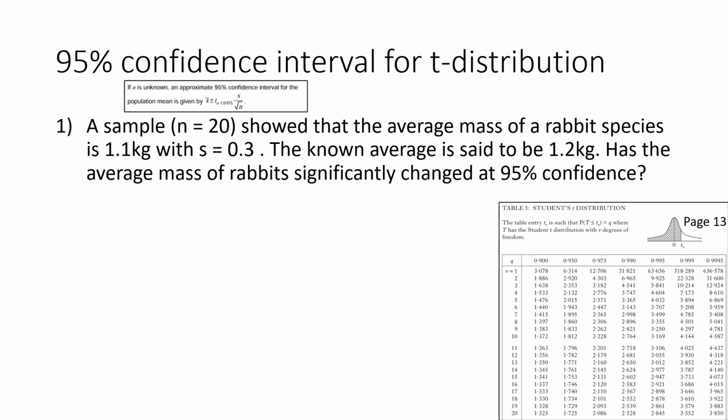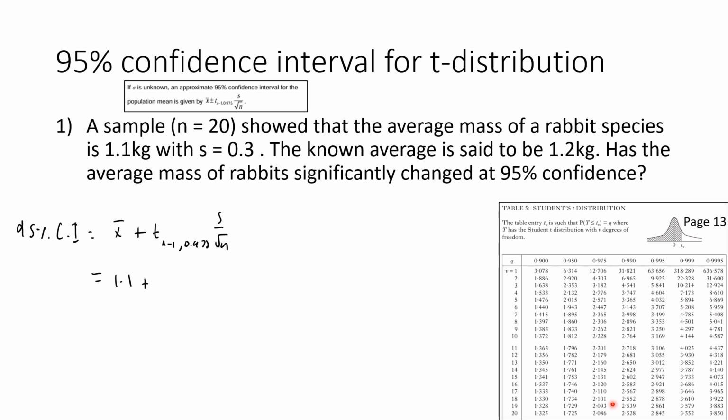Well, here we can copy down the formula. The 95% confidence interval for t-distribution is x bar plus t n minus 1 0.975 s over root n. So what that means is we have 1.1 kilograms plus t n minus 1. So t19 is what we're looking at, in the 0.975 category column. So that means n is 19 and 0.975.